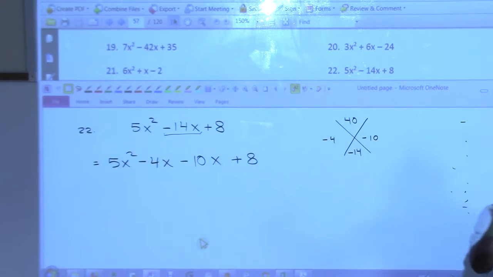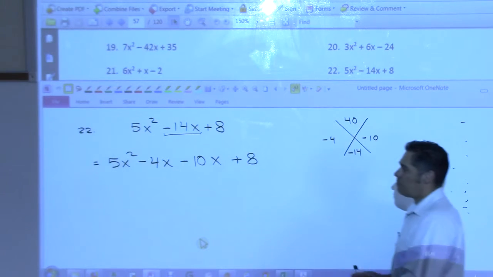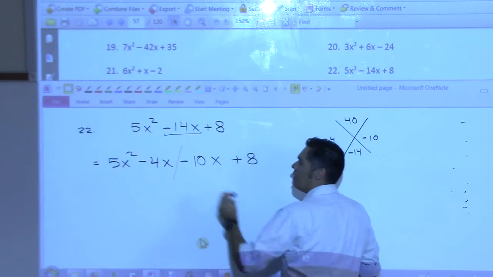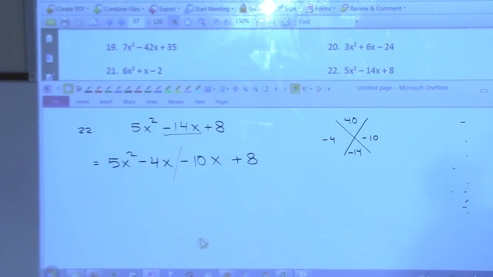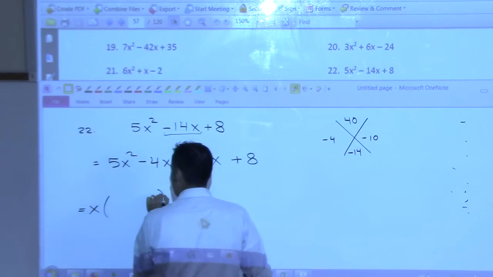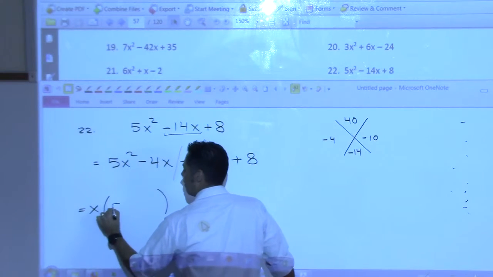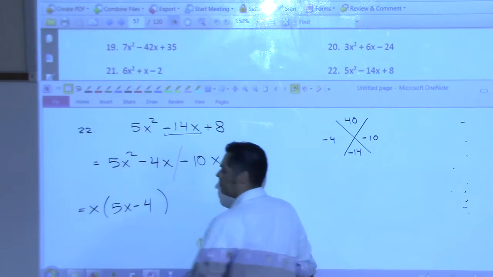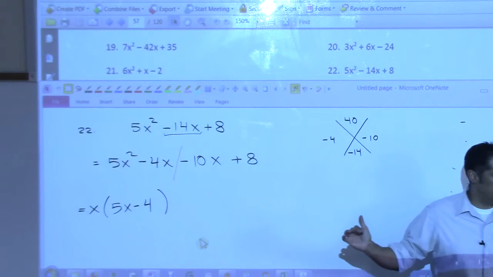So now you've created the 4 terms. Then you split it. We split it here, and we look for a GCF on those first 2. Just x. So we pull the x. What are we left with? 5x minus 4. Are we all on board with that?